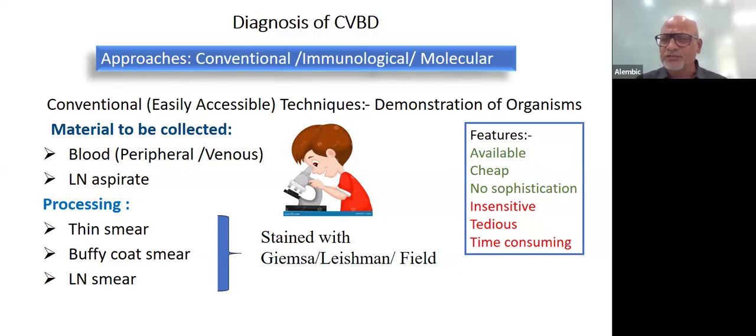It is available within 250 rupees. Okay, and so these are the advantages. Now, what are the disadvantages here?